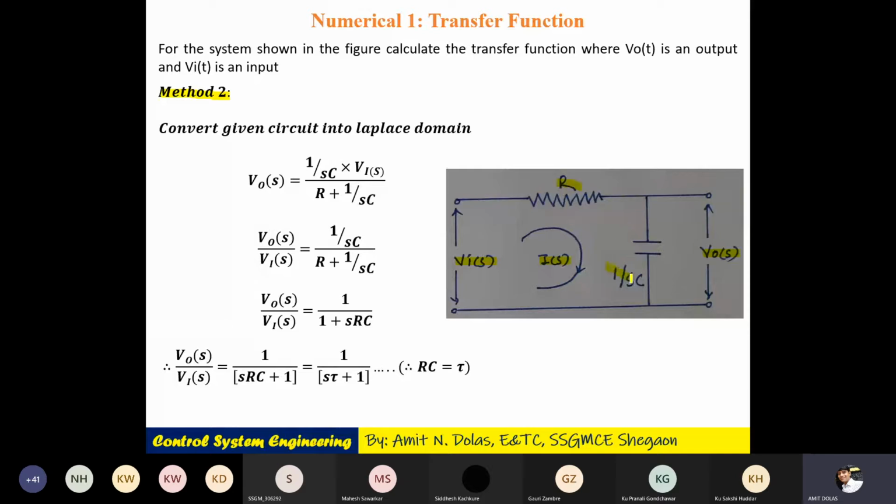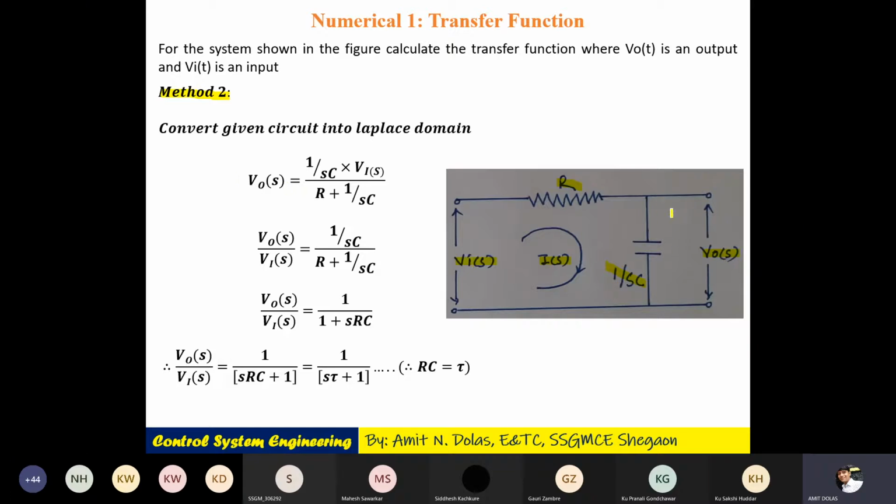As it is a capacitor, it is converted into 1 by SC. If it is an inductor, it will be SL. So likewise, you can convert the complete model into the Laplacian domain, and then you can write the equation.